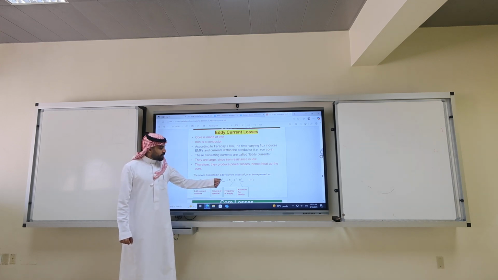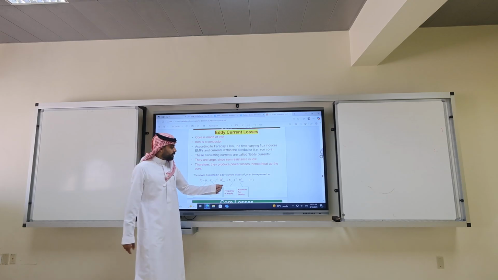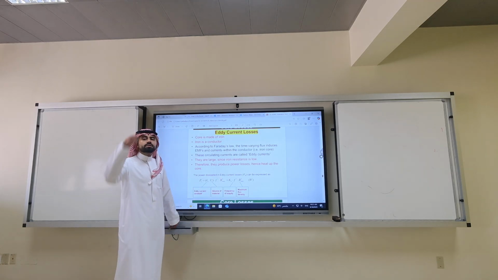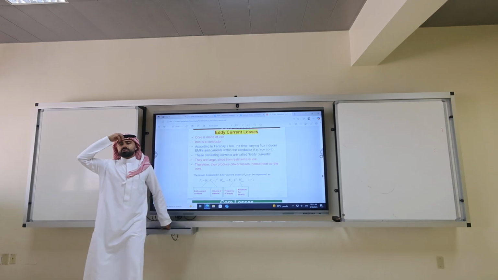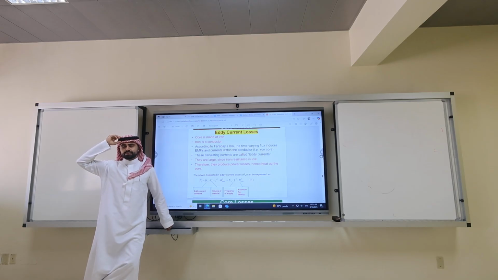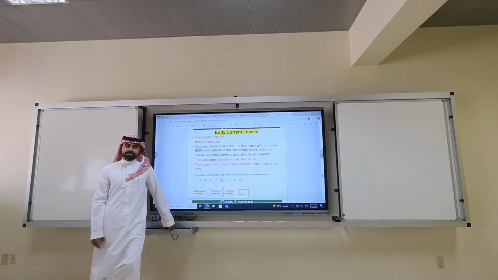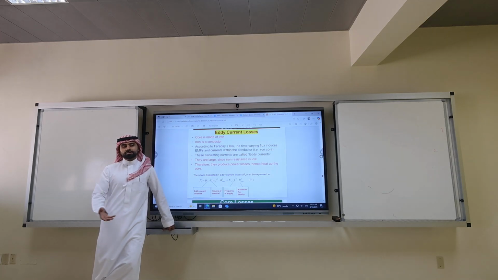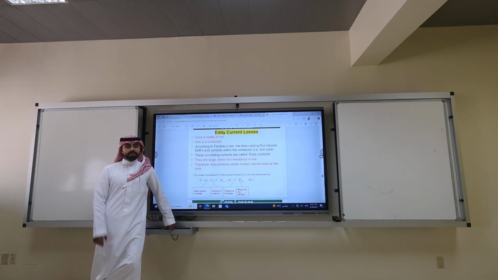What is the equation? Similar, except the B has to be raised to power 2, not between 1.5 and 2.5. And the F should be squared. So which one is worse, Saudi Arabia or Bahrain, for the eddy current? Saudi, because we use 60. We have more eddy current losses. Okay? But we get better lighting. 60 Hertz is better, but it's more expensive. Okay?